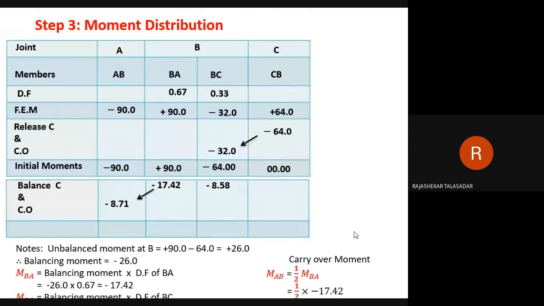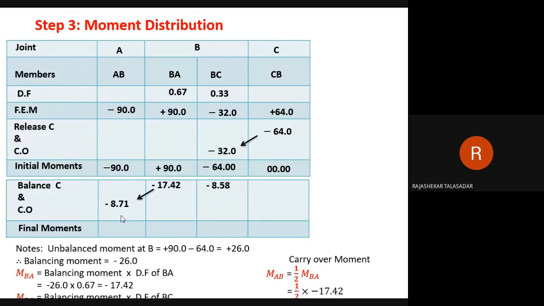Now you have to take the final moments. From where do you add the final moments? Is it from the fixed end moment or from the initial moments? You have to add all the moments in that column. Initial moments. Because once you release, the initial moments will always become the first step. So from this you have to add this.